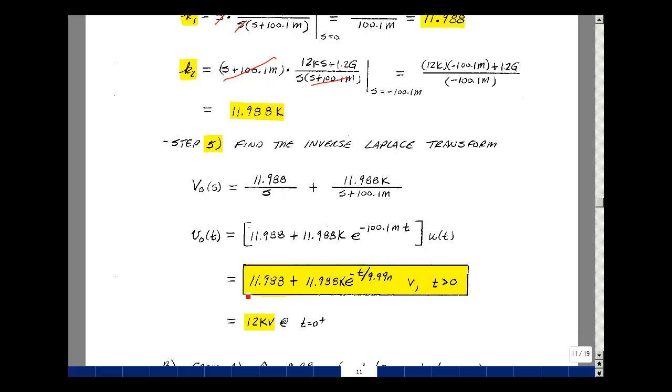Our function then is 11.988 plus 11.988K times e to the minus t over tau, where tau is about 10 nanoseconds. Units are volts, and this is true for t greater than 0, or you could use the u of t function. What's interesting here, if you let t equal 0, you get the summation of this term and this term, which is 12,000 volts. So we're going to spike a voltage across that switch, going from 0 volts to 12,000 volts as we open the switch. I'll see if we can verify this in PSpice.